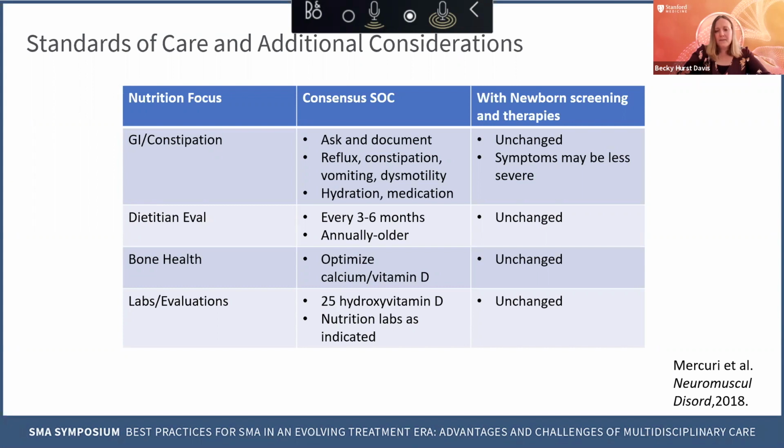And for lab evaluations, we often see, and this is a problem generally in the population, especially in northern climates, that you should get a 25 hydroxy vitamin D level, and then other nutrition labs as indicated. So indications based on nutrition focused physical exam, or just checking their intake and seeing that maybe they might be a little low in a vitamin or mineral. You may consider taking a lab.